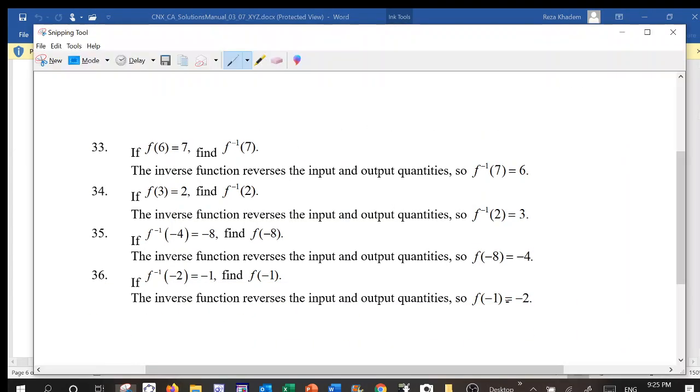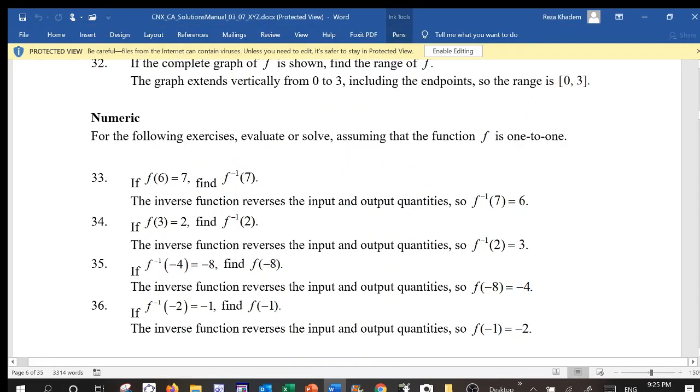So in number 34, what we are told here is that f of 3 is 2. That means 3 goes to 2 under f. Now, what's f inverse of 2? Well, 2 goes to 3, obviously, if you switch them. And let's do a few more.